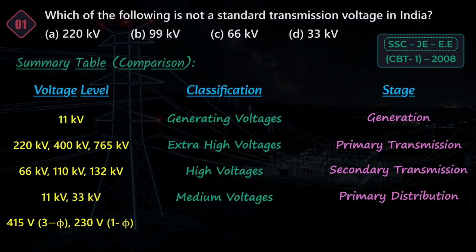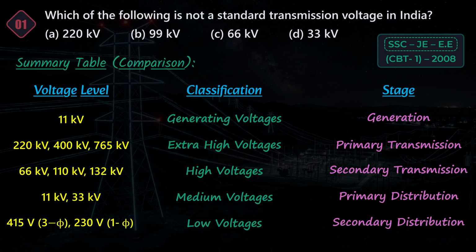Finally, 450 volt 3 phase or 230 volt single phase are low voltages we use for secondary distribution. Secondary distribution takes the 11 kilovolt or 33 kilovolt power from the primary distribution lines and steps it down to a level that is safe, the voltages used in households and small shops. Therefore, from the discussion, we can conclude that 220 kilovolt, 66 kilovolt and 33 kilovolt are the voltages we use for transmission of electrical power, but we never use 99 kilovolt in practice to transmit electric power. Therefore, option B is the right choice.